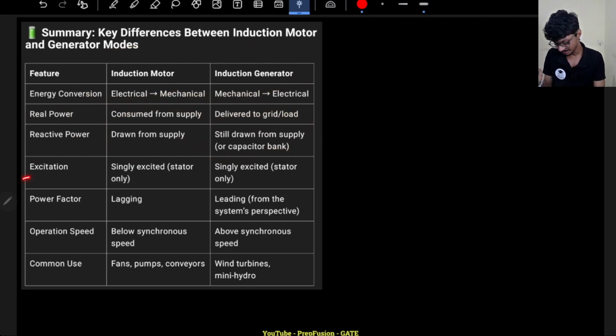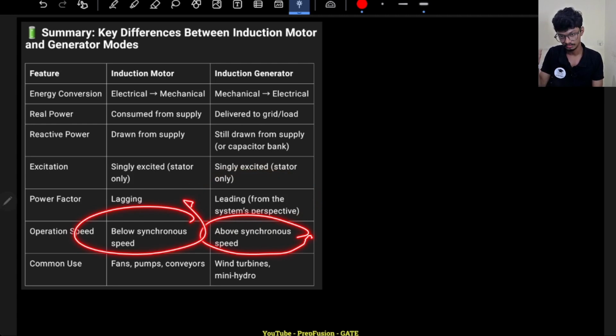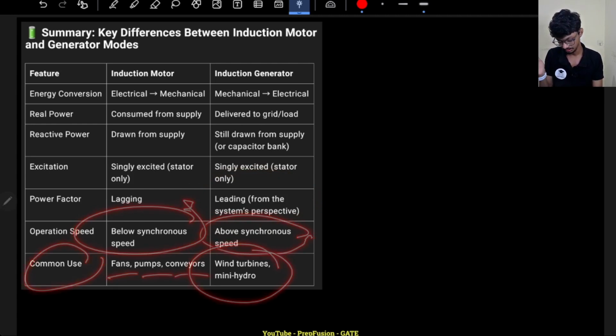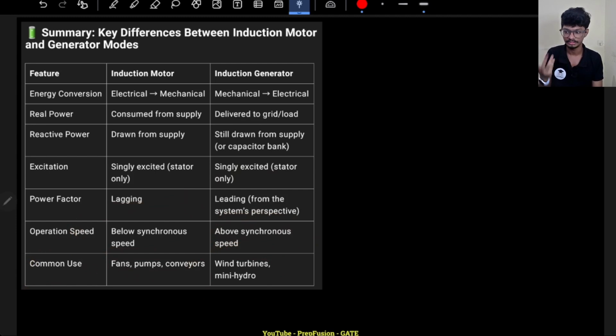Okay, so excitation, both of them are singly excited. Power factor will be lagging. It will be leading from the system's perspective, because we have to connect a leading load, right? Then only the load can deliver a reactive power to the induction generator. Okay, so it will be operated above synchronous speed for the generator, below synchronous speed for the motor. Common use will be fans, pumps, conveyors, and in case of generator, it will be used in wind turbines.